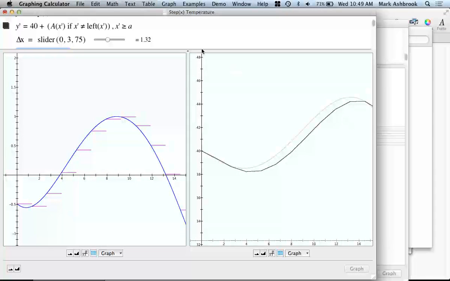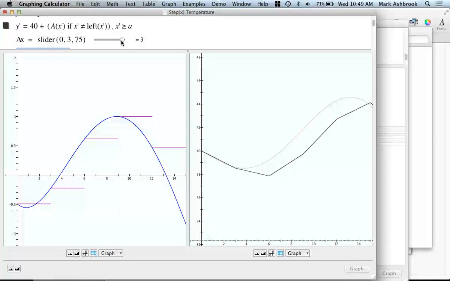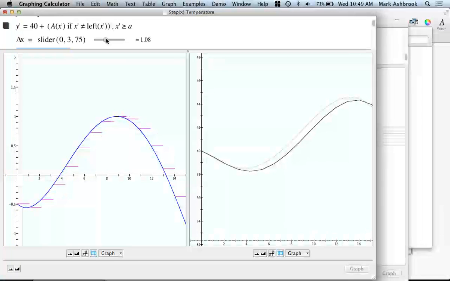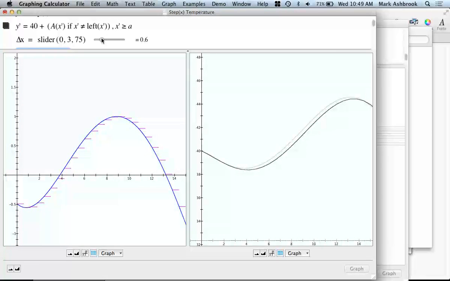Okay, so we worked hard to get to this point where all we needed to do was, we've got our approximate accumulation function graphed. All we need to do is slide the slider delta x, make delta x smaller. The step function gets closer and closer to the actual rate function, and the accumulation function approaches the true accumulation function. And when delta x is sufficiently small, really, really small, we've created the actual accumulation function.